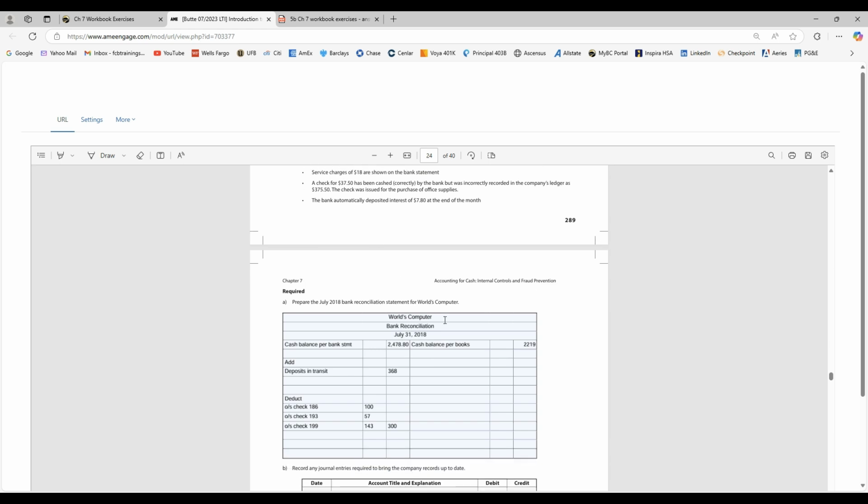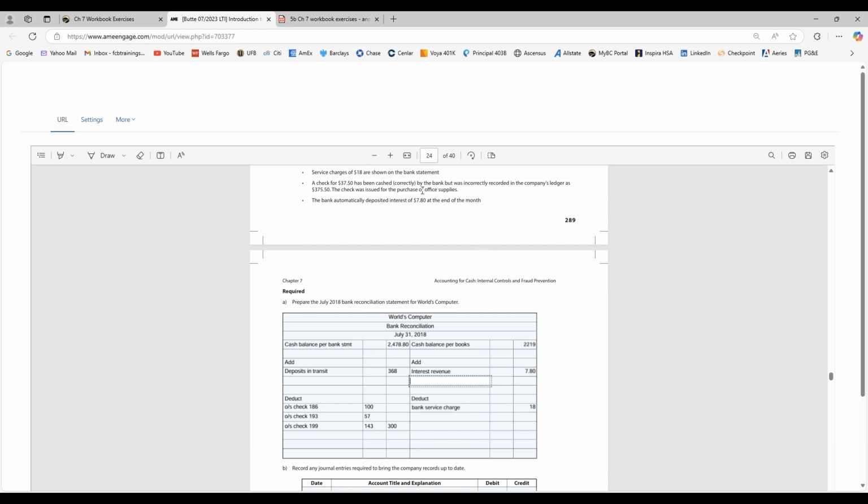Okay, service charges of $18 are shown on the bank statement. So let's deduct on the book side a bank service charge of $18. We've got an automatic add section here. We got interest revenue. We earned $7.80 of interest. That's where the difference of 80 cents is going to come into play. So that was interest revenue.